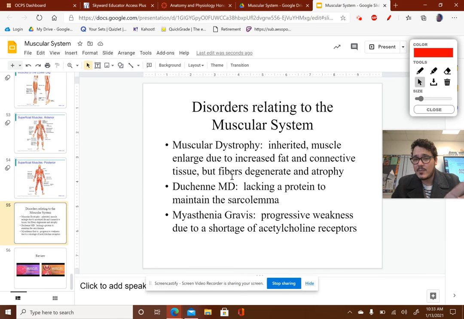Duchenne's muscular dystrophy is similar. The distinction for that is that the sarcolemma, which is the plasma membrane of a muscle cell, is lacking a particular protein, so it makes the membrane more vulnerable.